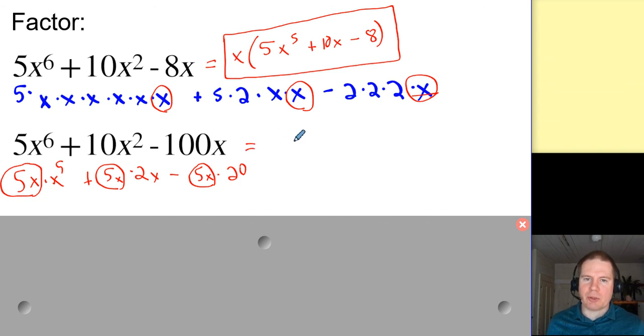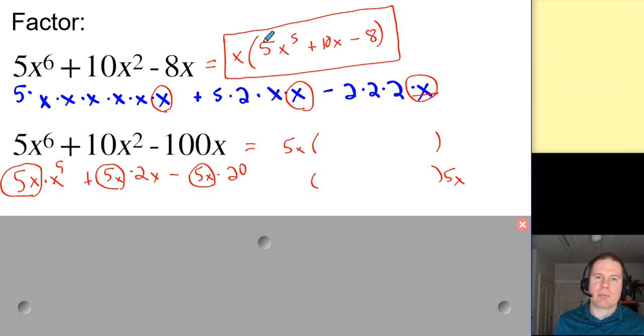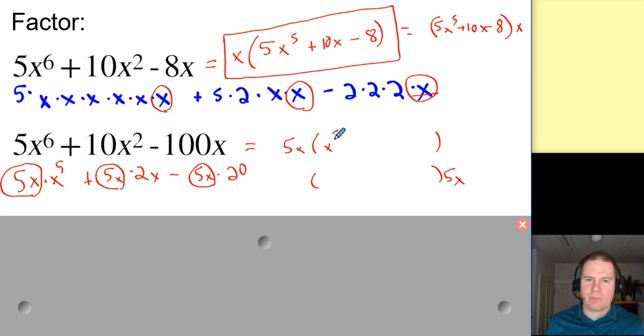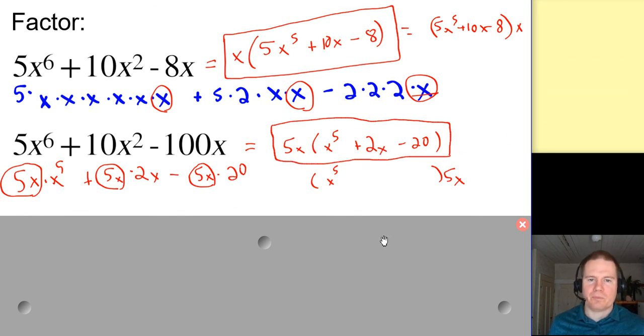And that makes it easy to just put that 5x out front, or technically we could put it to the right. We tend to put the monomial in front of the parentheses for this kind of factoring, but it could just as correctly have said this. Sorry, that's correct as well, that's right. But here I've got 5x times x to the fifth. Here I've got 5x times 2x with a plus, right? Double check, plus, plus. Here I have a 5x with a minus and the 20, so minus 20. And I'm good. Let's try one more here.